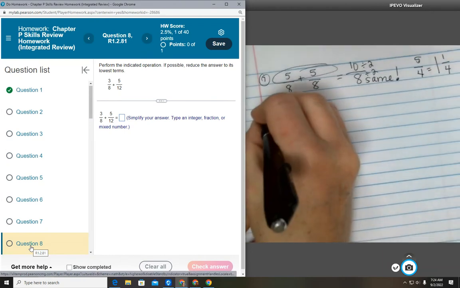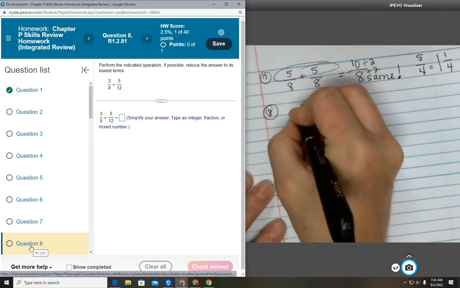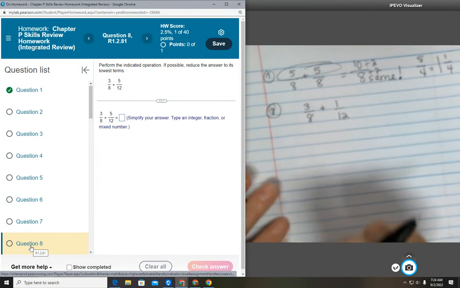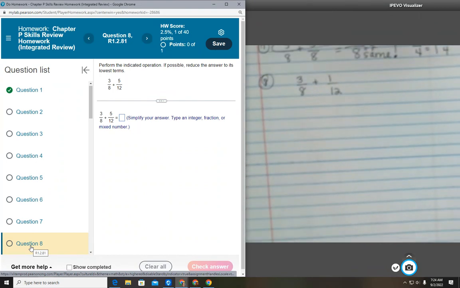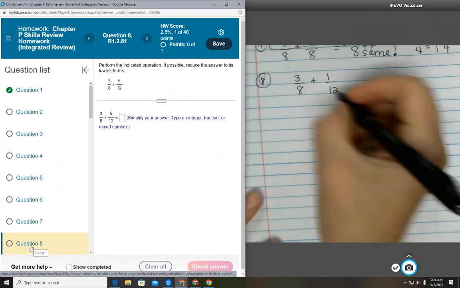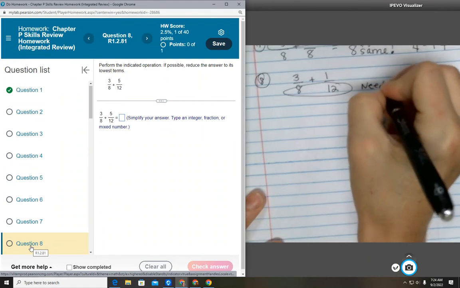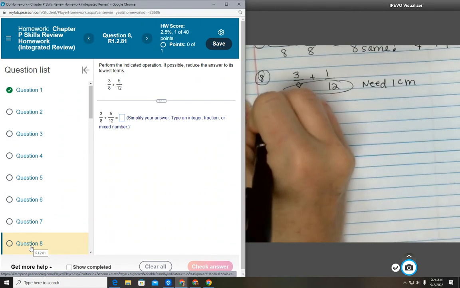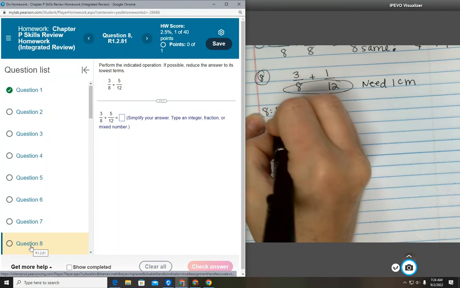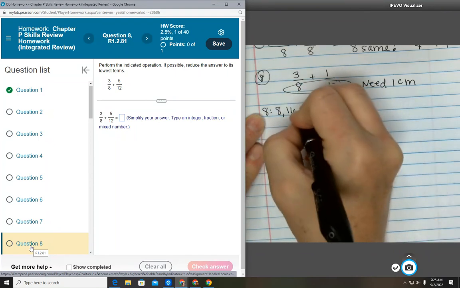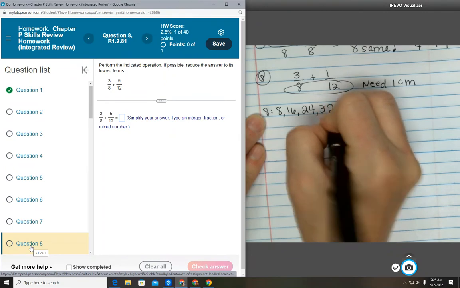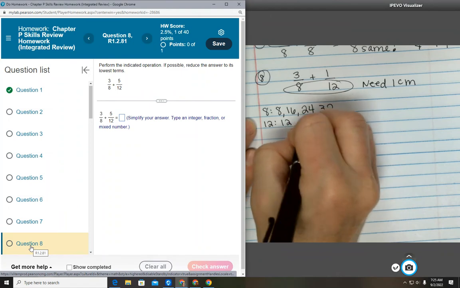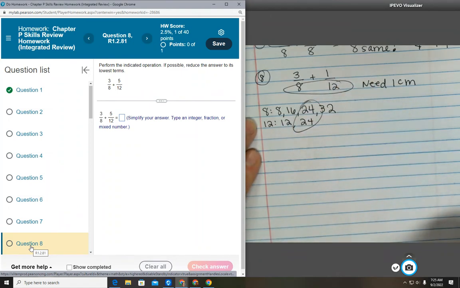So whenever you don't have a common denominator, you have to create a common denominator. So you look at your denominators and you see what is the least common multiple. So you look at all your multiples of 8. Multiples meaning count by 8. 8, 16, 24, 32, and so on, right? 12 would be 12, 24. Oh, there we go. That's our least common multiple.